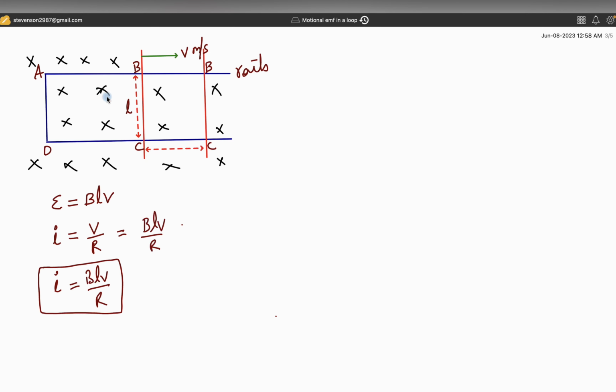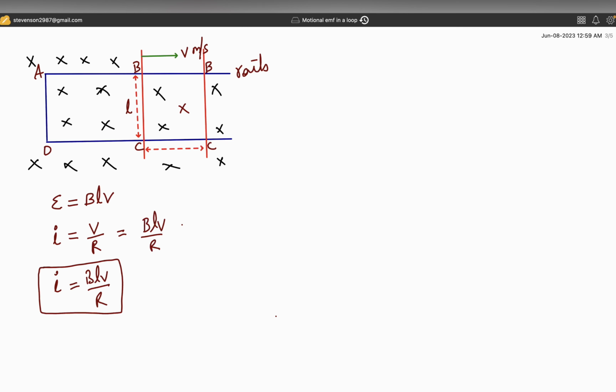Here in this loop area, the magnetic field is going into the page, and that magnetic field which is going into the page is increasing, right? So the induced current should oppose this increasing magnetic field. So if it has to oppose that increasing magnetic field, then that induced current should develop some magnetic field which opposes the increasing magnetic field.